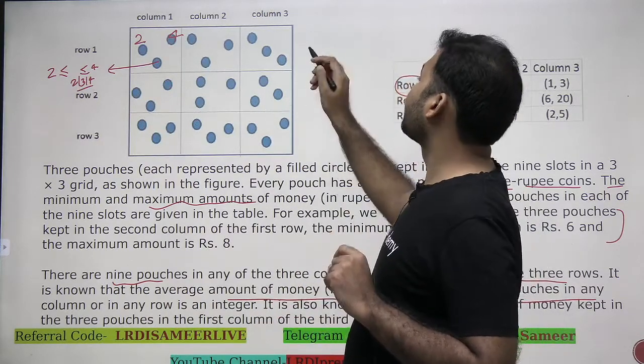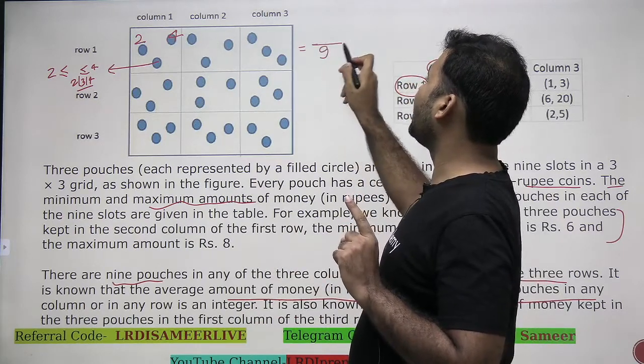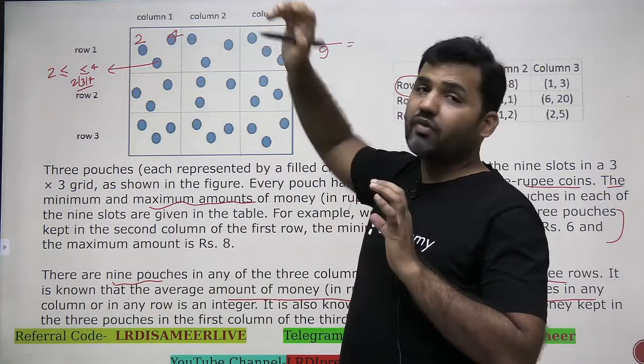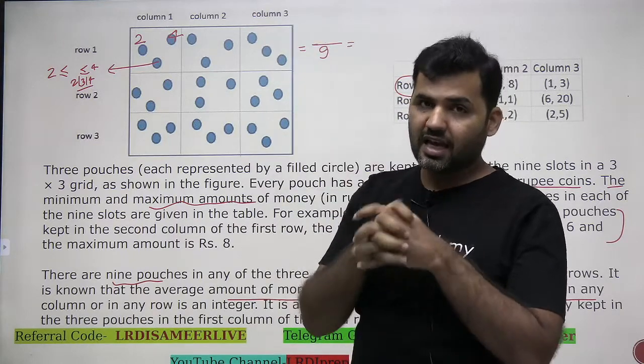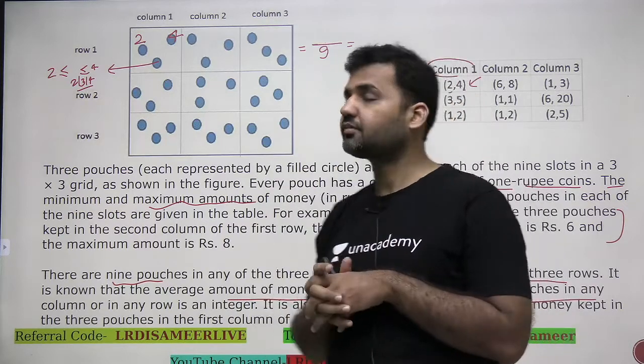Now guys, tell me, if I'm finding the total number of coins and finding the average of it, it has to be an integer. When I'm finding the average of the coins in the 9 pouches, I will be dividing it by 9 because the number of pouches is 9.